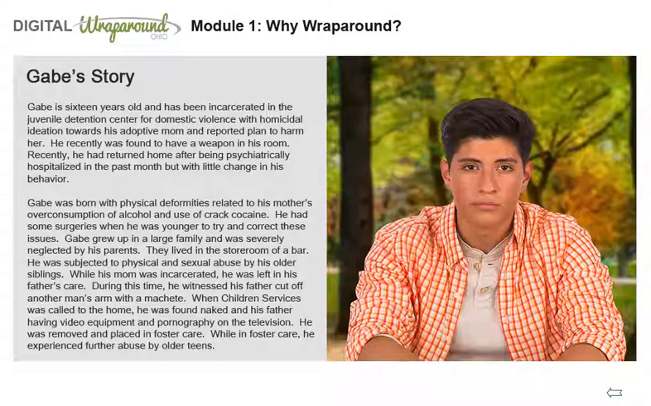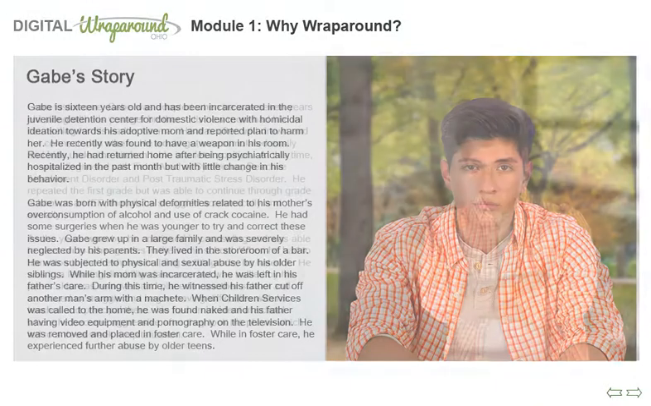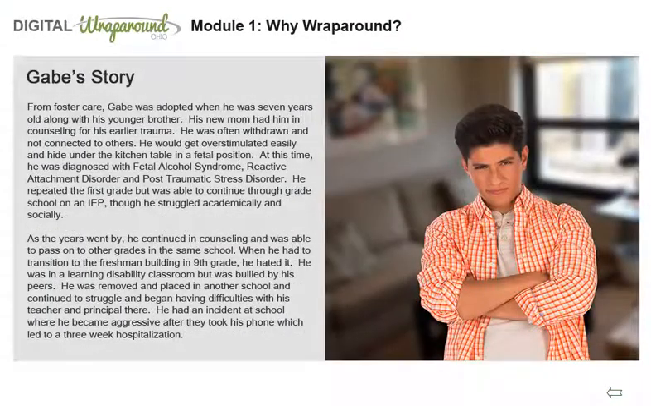While in foster care, he experienced further abuse by older teens. From foster care, Gabe was adopted when he was 7 years old along with his younger brother. His new mom had him in counseling for his earlier trauma. He was often withdrawn and not connected to others. He would get overstimulated easily and hide under the kitchen table in a fetal position. At this time, he was diagnosed with fetal alcohol syndrome, reactive attachment disorder, and post-traumatic stress disorder.